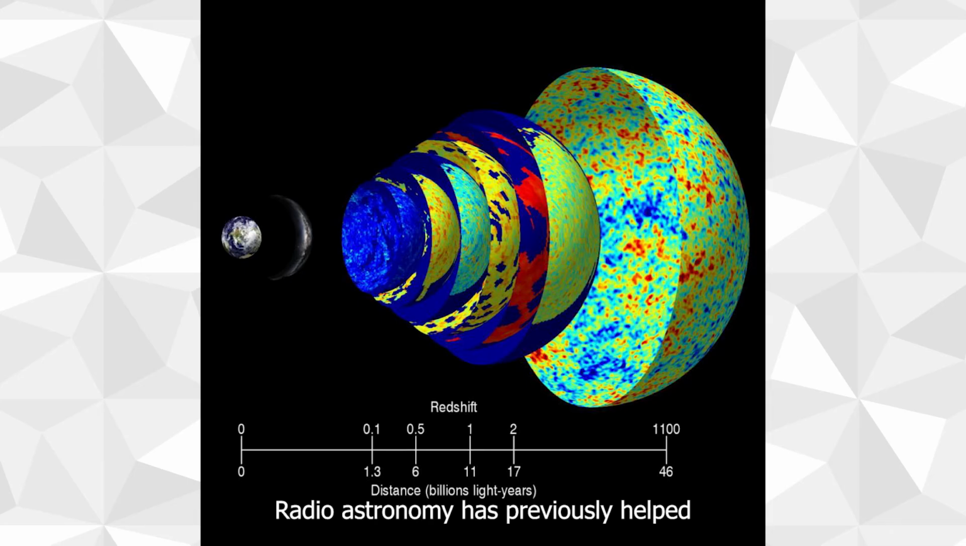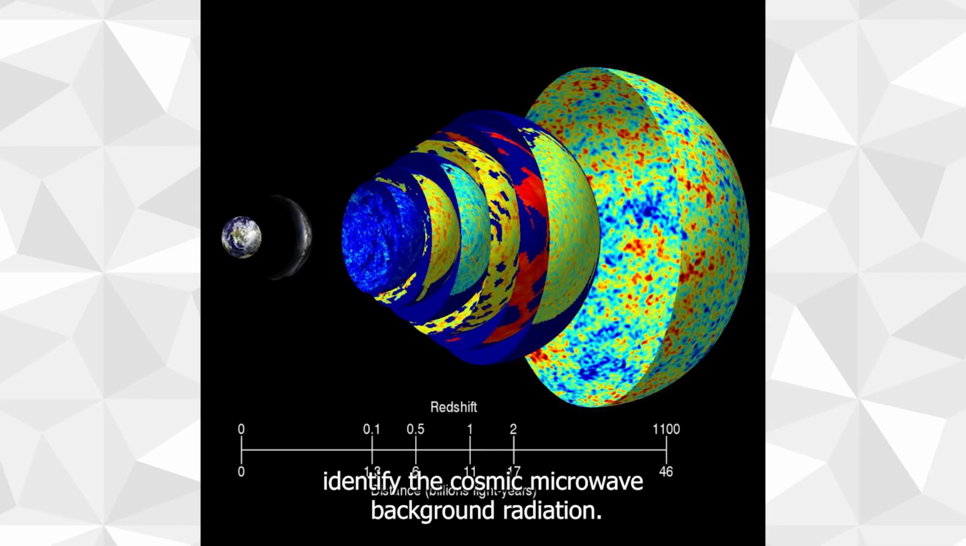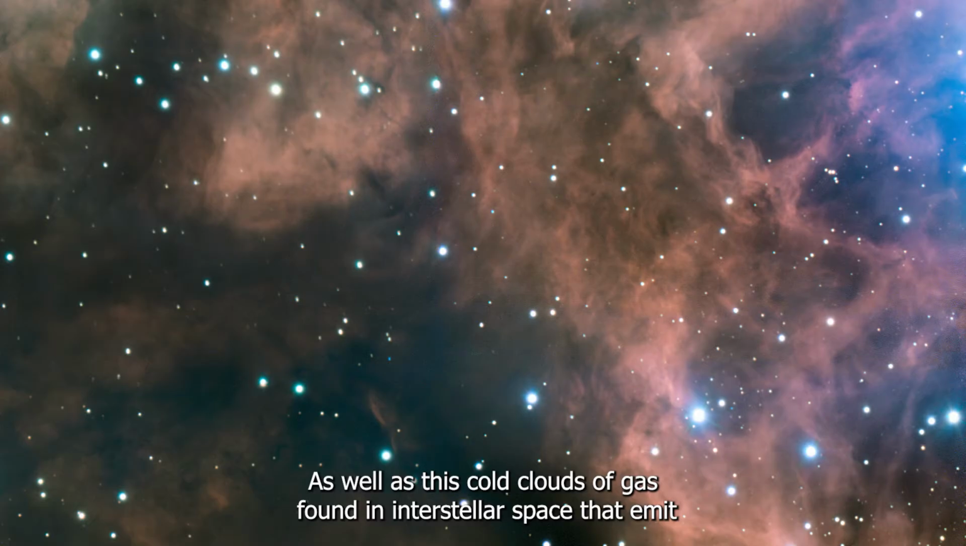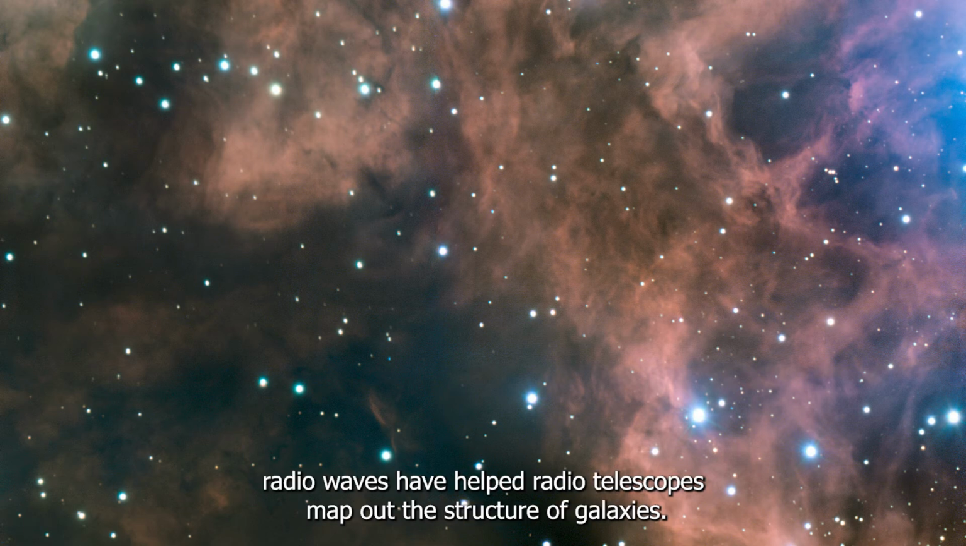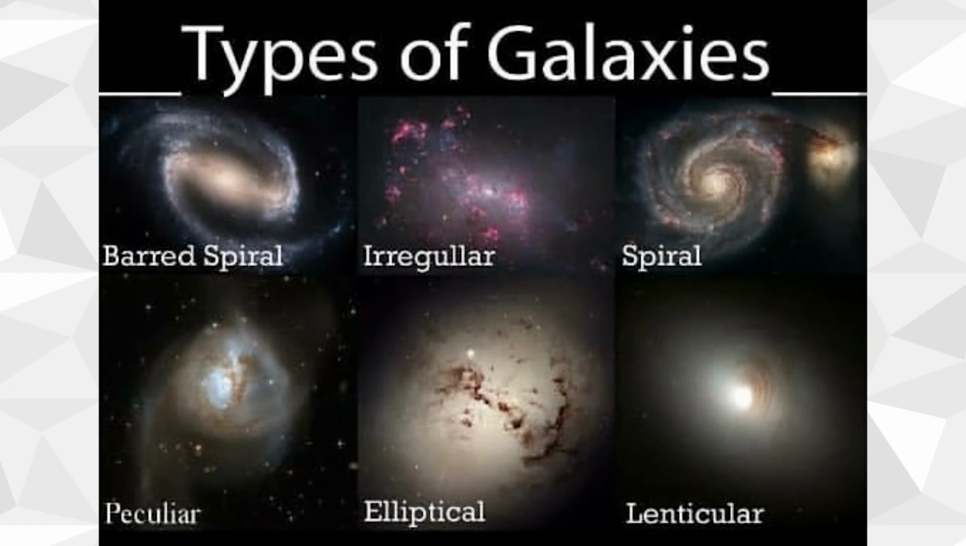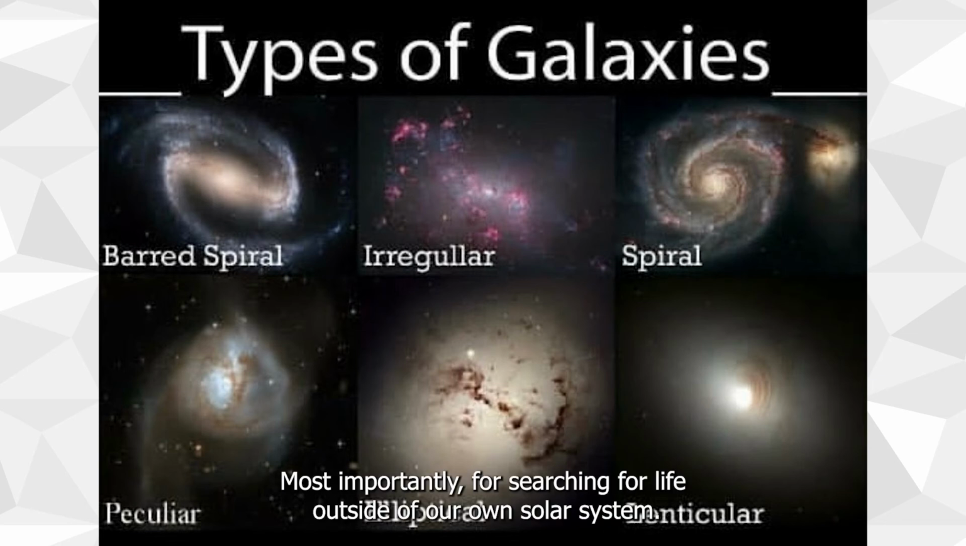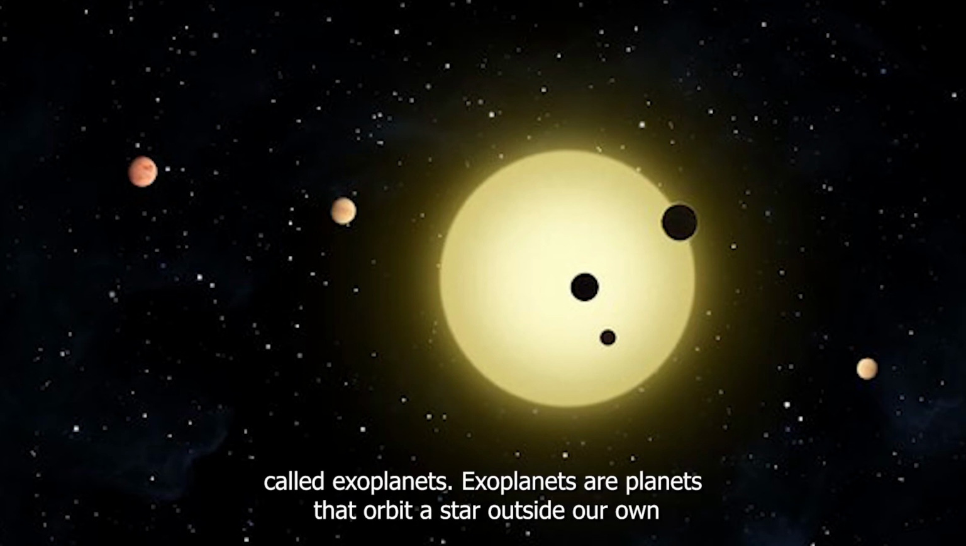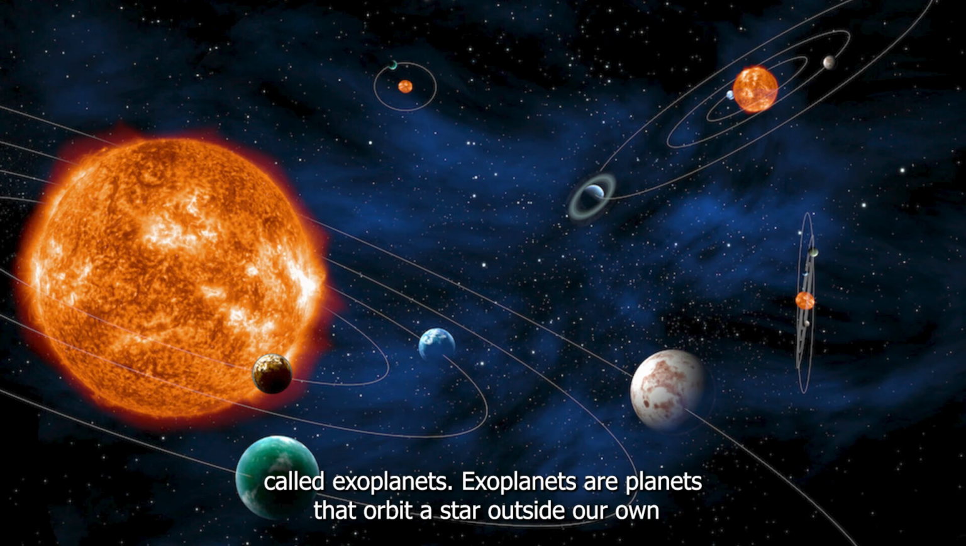Radio astronomy has previously helped identify the cosmic microwave background radiation. As well as this, cold clouds of gas found in interstellar space that emit radio waves have helped radio telescopes map out the structure of galaxies. Most importantly, for searching for life outside of our own solar system, radio telescopes help us identify celestial bodies in orbit called exoplanets. Exoplanets are planets that orbit a star outside our own solar system, which we are able to identify using the radial velocity method.